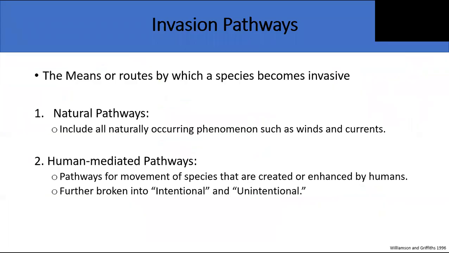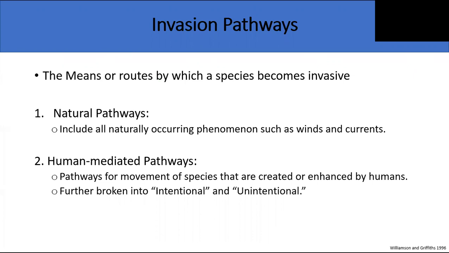So invasion pathways are really important because it's just, well, the means by which a species becomes invasive. So what allows them to move around. And it's kind of broken down into two different mechanisms. And the first is, of course, natural pathways, which includes all naturally occurring phenomena such as winds and currents. Seeds can be brought to many different regions on winds, but mostly we're looking at invasion due to human mediated pathways. So these are pathways for movements that are created or enhanced by humans.